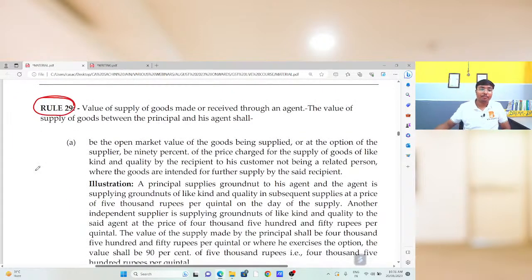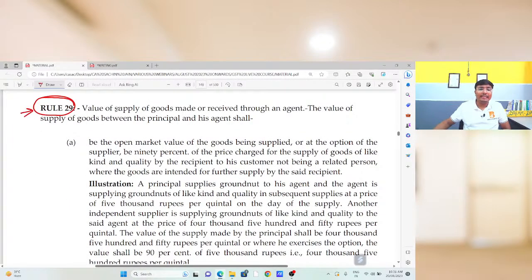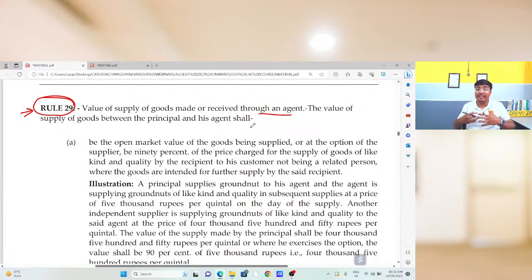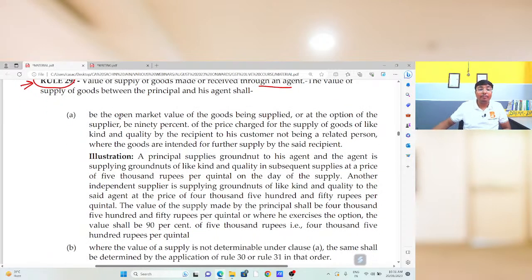Okay. Rule number 29 is there, value of supply of goods made or received through an agent. That means a transaction between principal and agent. Suppose I am a principal, and if I am going to make supply of any particular product to my agent, in that case, what will be the value of supply? So for that purpose, the open market value will be the value of supply.